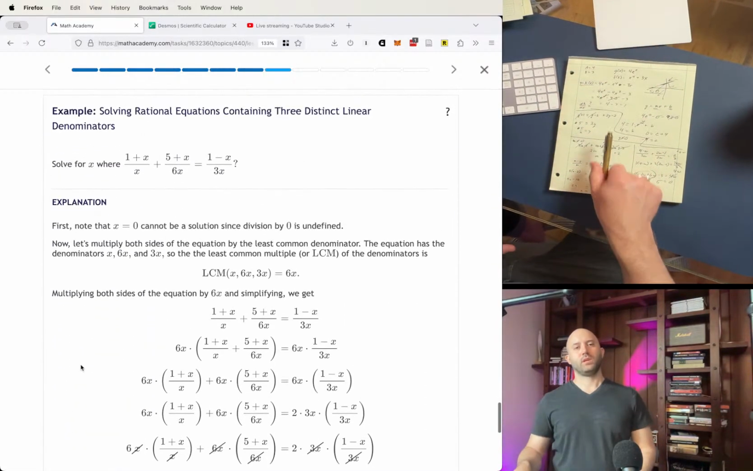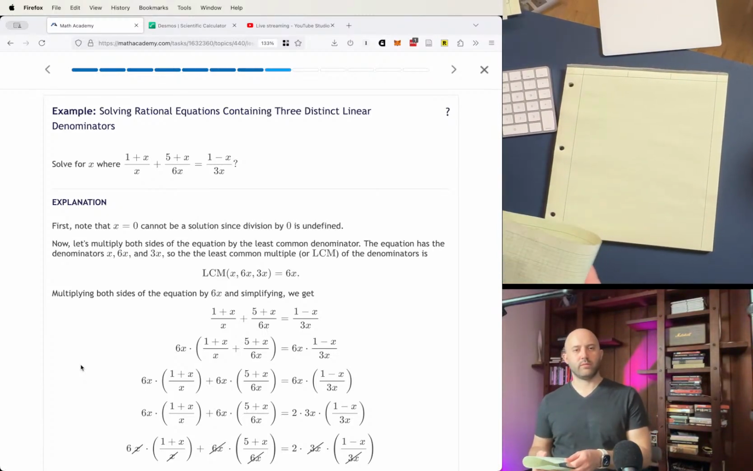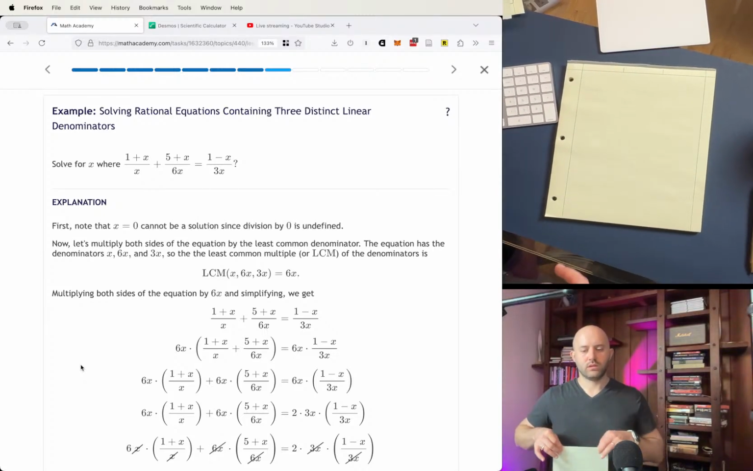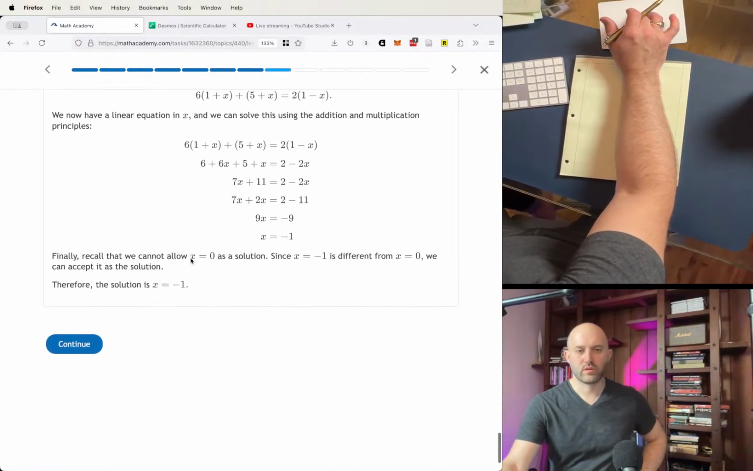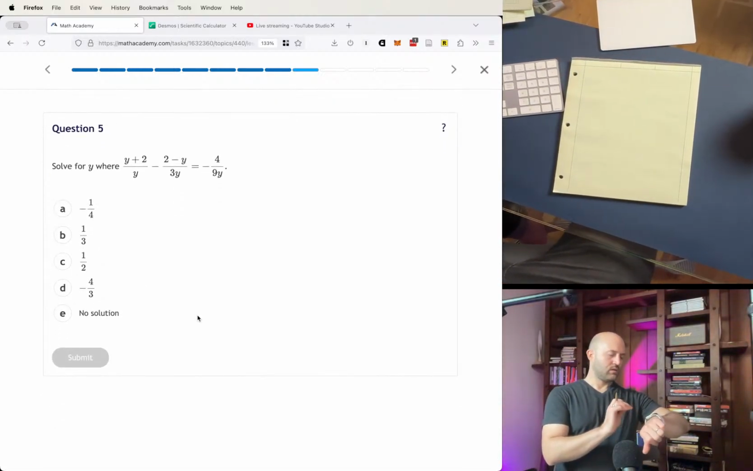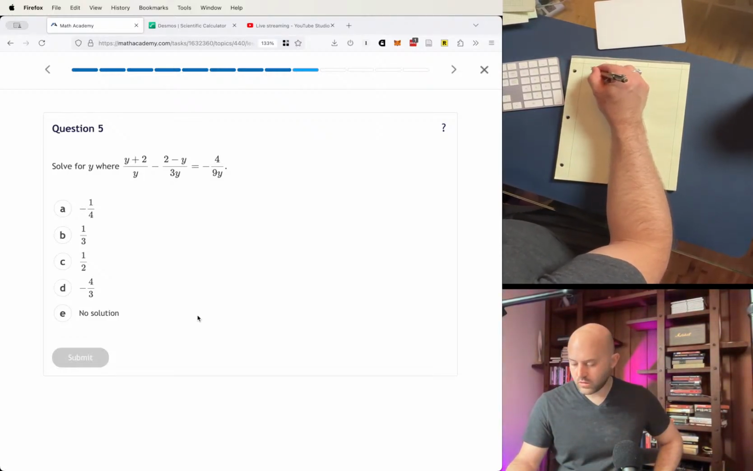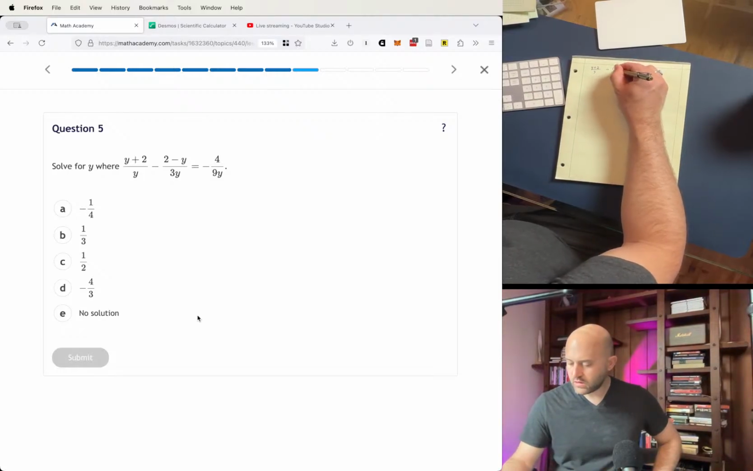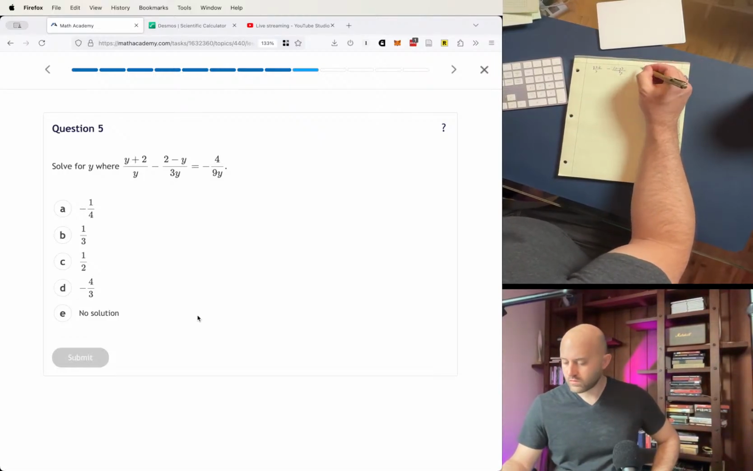All right. 3 distinct linear denominators. And it's the same trick as before. Least common multiple, multiply through by everything. Everything cancels. Remember below, x cannot equal 0. And x is this one. Okay. Y plus 2 on y minus 2 minus y on 3y equals negative 4 on 9y.